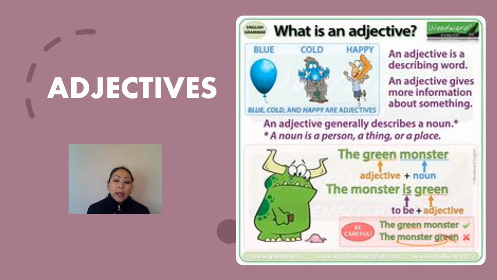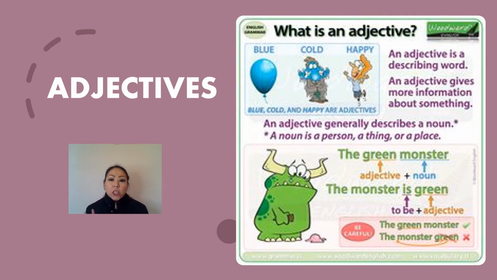We also took a look at the adjectives. Recordamos un poquito qué eran los adjetivos. Adjectives, remember, are words that describe, give more information about something, and generally describe nouns, like blue, cold, happy, green, one. We can have numbers, colors, how tall is it, how big, the size, the smell, the texture, etc.